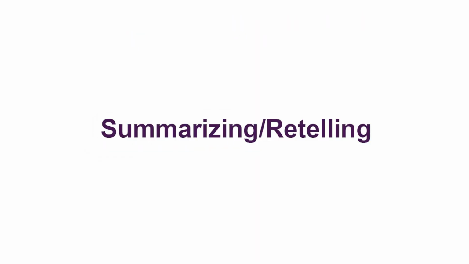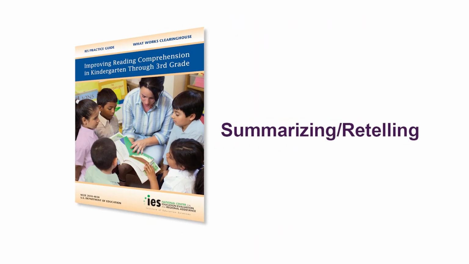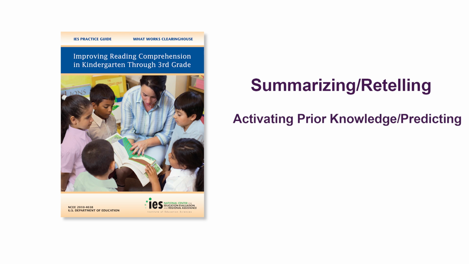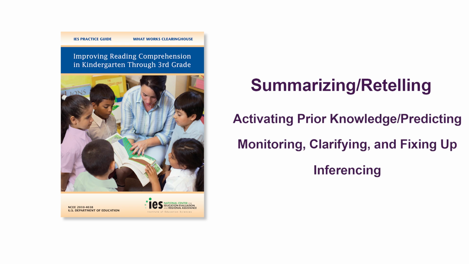These strategies can be combined with other reading strategies described in the What Works Clearinghouse Improving Reading Comprehension in Kindergarten through 3rd Grade Practice Guide, such as activating prior knowledge and predicting, monitoring, clarifying, and fixing up, and inferencing, which you can find in other videos in the toolkit.